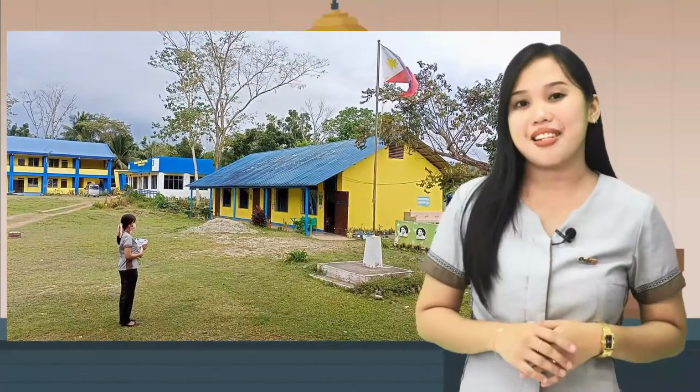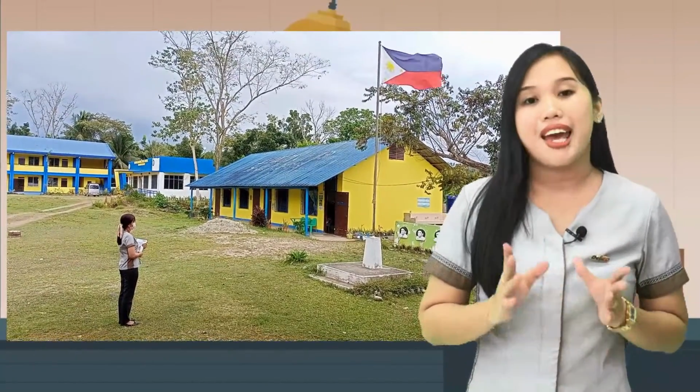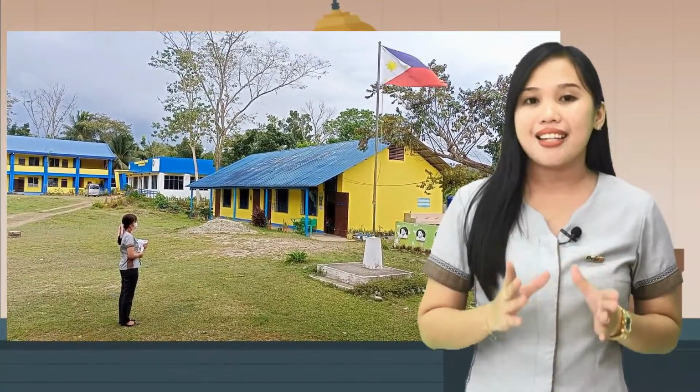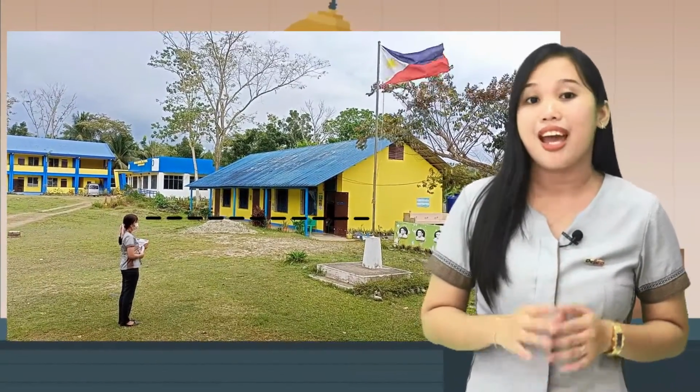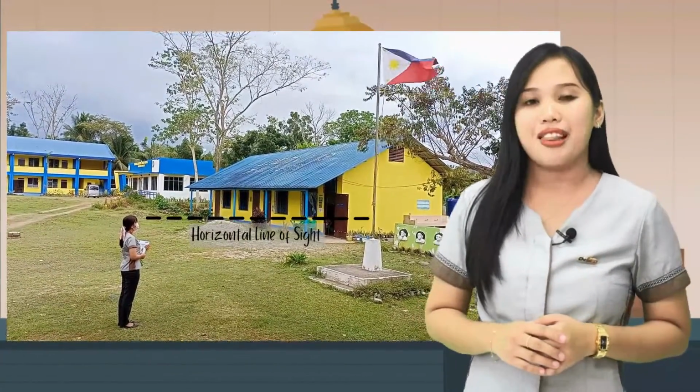In calculating distances that are difficult to measure, trigonometric ratios are often helpful. Let's say we have a flagpole. If a person is standing some distance away from the pole and is looking straight at it, the line that is drawn from the eye of the person to the distant point from where she is looking is what we call the horizontal line of sight.